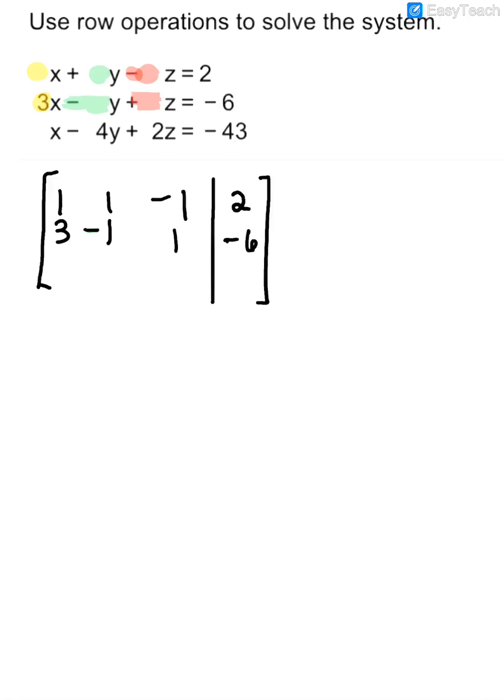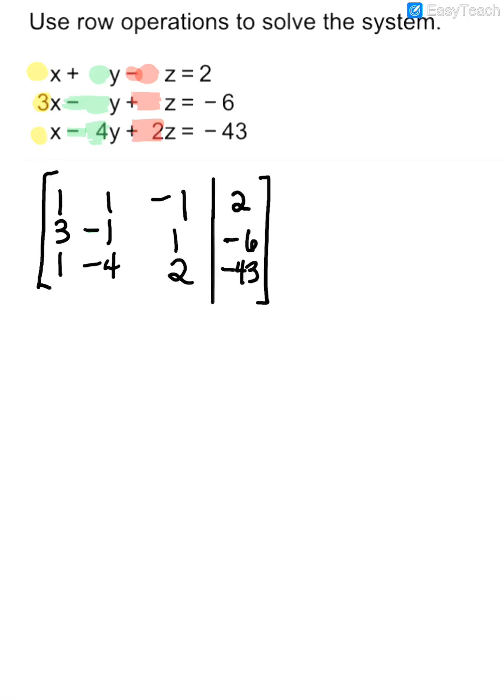Then I go to my third equation, and in front of the x, it is understood to be a 1. In front of my y, we have a negative 4. And then finally, in front of my z, we have a +2. And then the constant for that particular row is -43. So that is how you set up the system into what is called an augmented matrix.